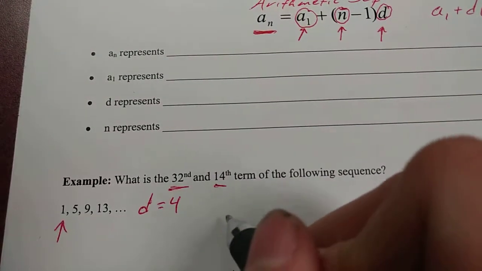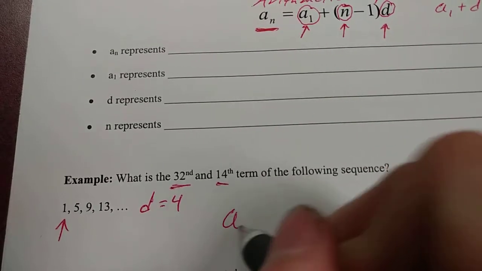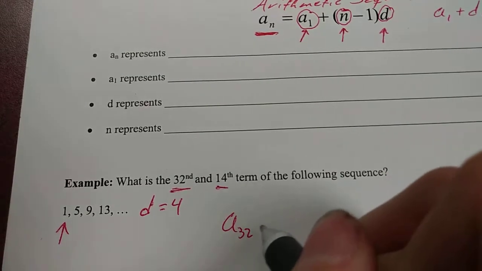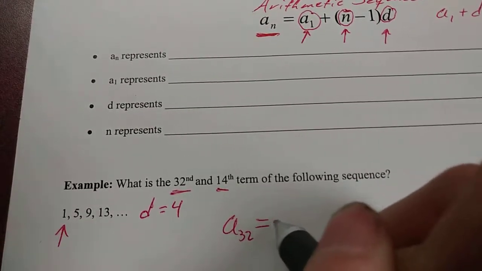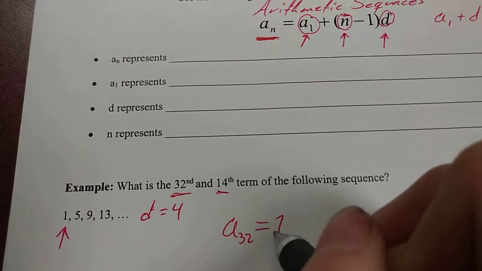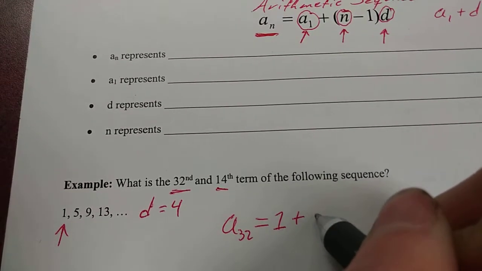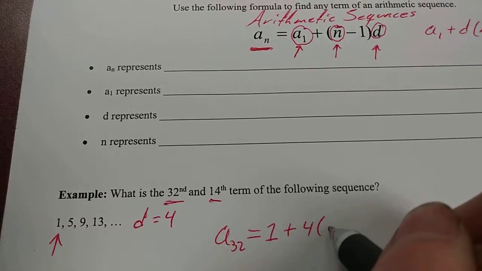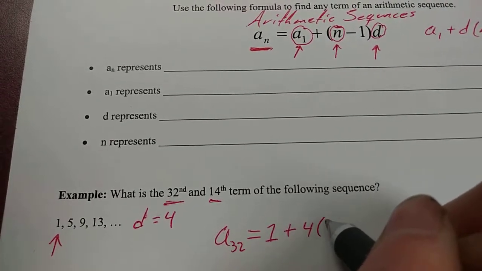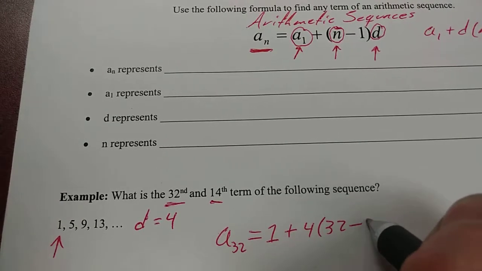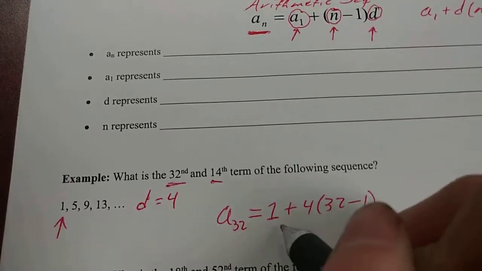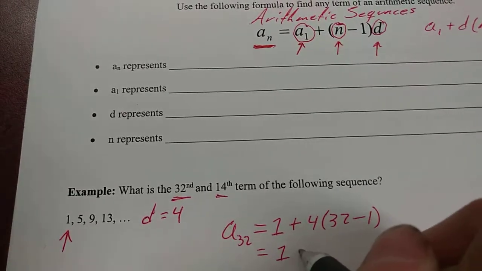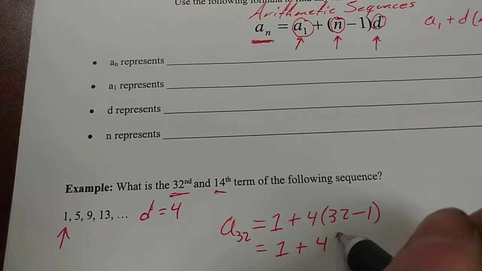So a sub n will represent the number that I'm looking for. I'm looking for the 32nd term. It is equal to the first value, which is 1, plus the common difference, which is 4, times, I'm looking for the 32nd value, minus 1. So first thing to do, you can simplify the value in the parentheses, so you get 1 plus 4 times 31.